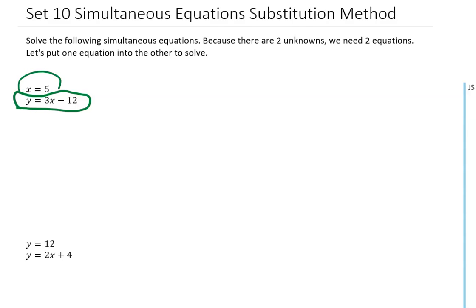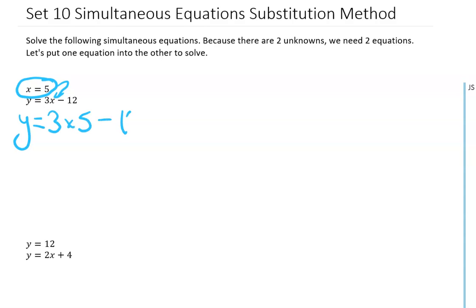So what we can do is we can take this 5 and we can put it in here in place of the x. Okay, so instead of the x, we know that x is equal to 5. So instead of the x, we can just write the number 5. So let's do that. Because we know that x is equal to 5, we're going to rewrite this equation, but we're going to put this value in there for the x. Okay, so y is equal to 3 times 5 take away 12.